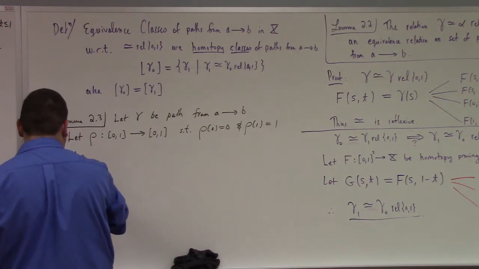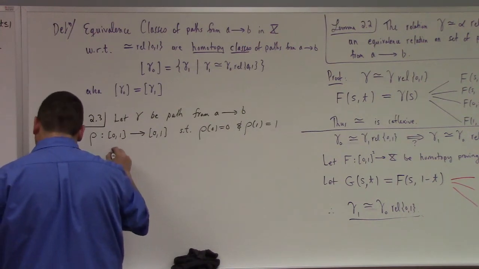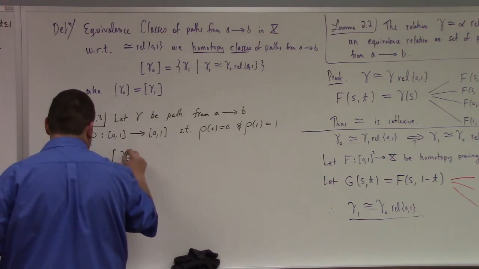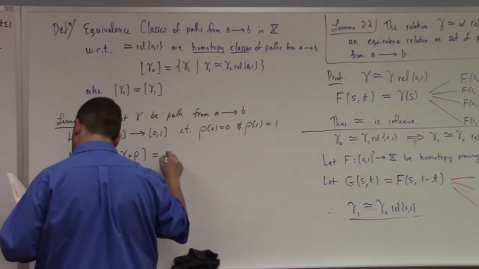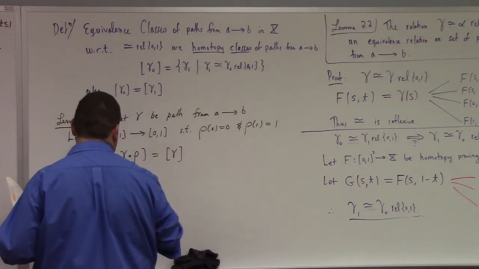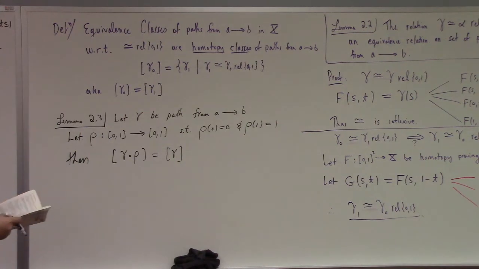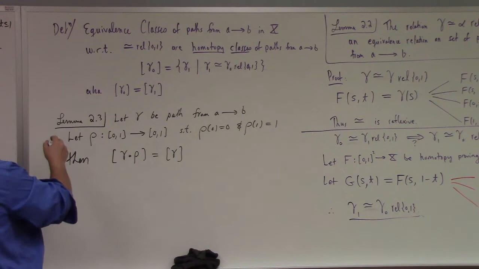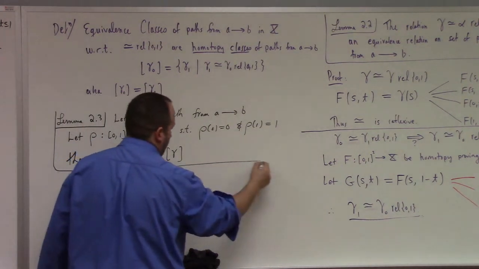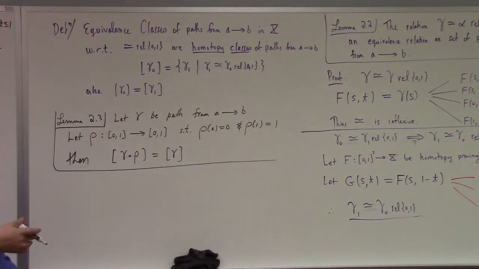Then here's the punchline. The equivalence class of gamma composed with rho is equal to the homotopy class of gamma. So what's this say? If you have a homotopy class and a representative of it, and you reparameterize the representative any which way you like with this rho, you still have the same homotopy class.